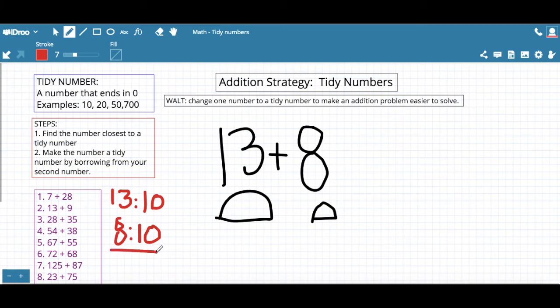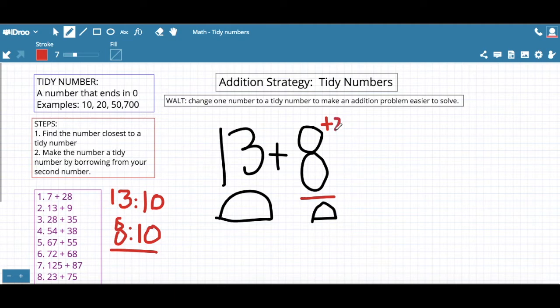It is 8, because for 8 we just have to add 2, compared to 13 where we'd have to take away 3. So taking away 3 is not as close as 2. So our next step is we need to make our 8 a tidy number by adding or subtracting, and that means we're borrowing from our other side. So are we going to add or are we going to subtract? We're going to add, and I want you to draw on a piece of paper or on your own whiteboard app or on a Google Doc. How much do we have to add?